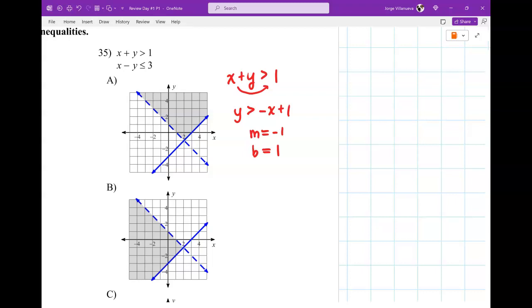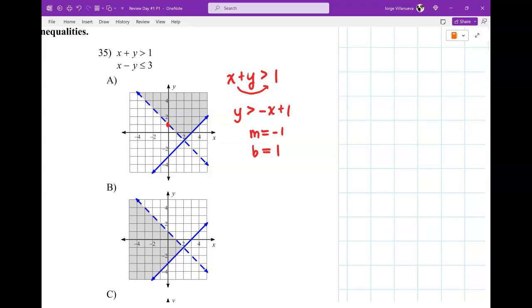So let me look at my downhill lines for part A. Okay. It should be crossing at 1. Notice, crosses at 1. Right there. And it should have a slope of negative 1 over 1. So 1 down, 1 over, 1 down, 1 over. That makes sense. And it should be a solid or a dashed line. Dashed, right? Because it's greater than. So that line makes sense.